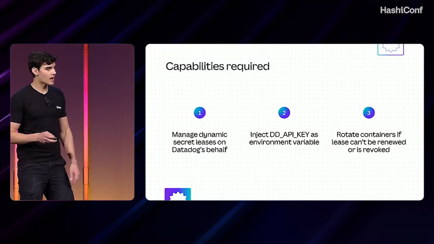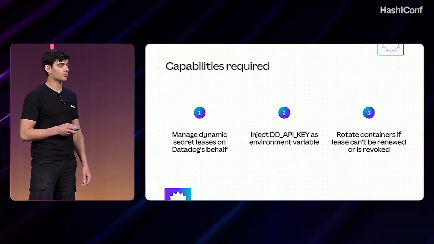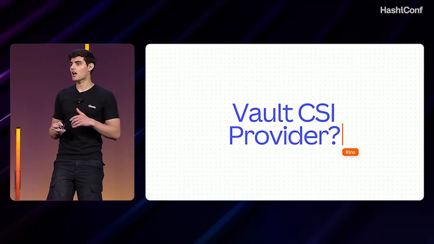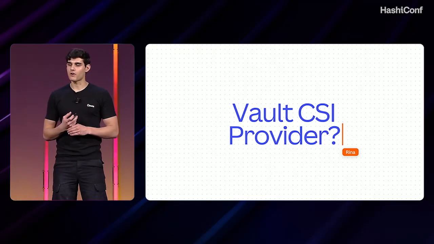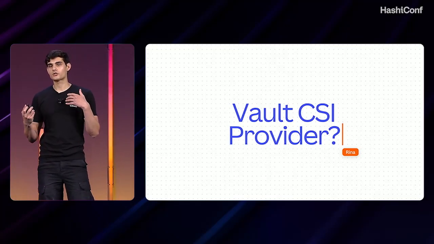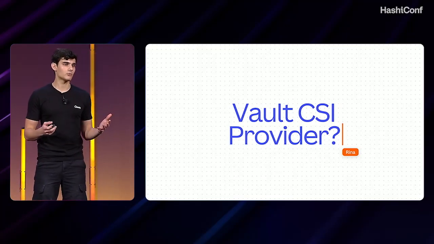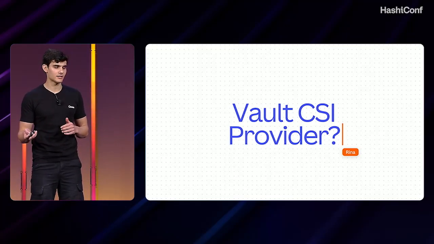So now that we've got our requirements, we reviewed each of the options to figure out what would be a good fit. Now, at the time, we were using the Vault CSI provider for static secrets, so it was a natural first step to take a look at this and see whether we could also use it for dynamic secrets.